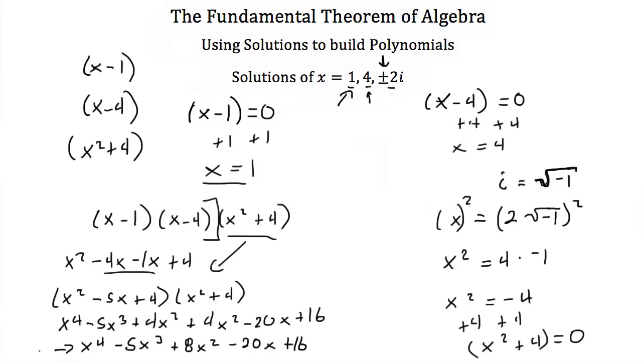So our polynomial with the solutions of 1, 4, and plus or minus 2i is x to the 4th minus 5x cubed plus 8x squared minus 20x plus 16. And that completes our tutorial on the Fundamental Theorem of Algebra.